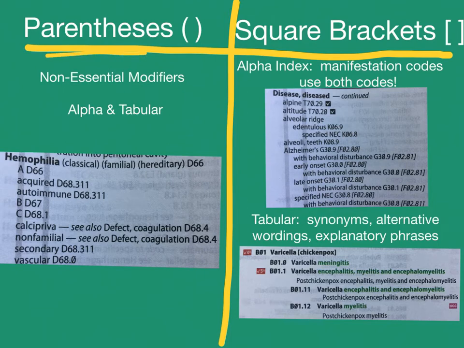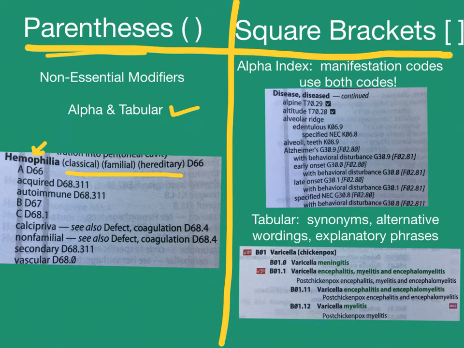Parentheses are used in the alphabetic index and in the tabular list to denote non-essential modifiers. In other words, terms that are not essential to the code assignment. For example, looking at the main term of hemophilia, you see these terms listed in parentheses: classical, familial, hereditary. These are all inconsequential to the code assignment. They are not essential when we're assigning the code.